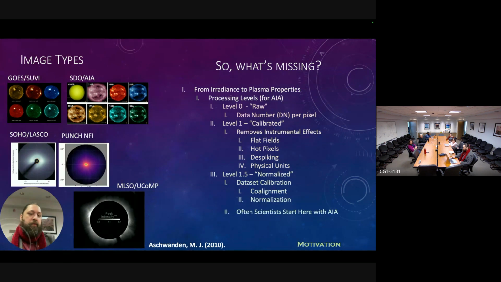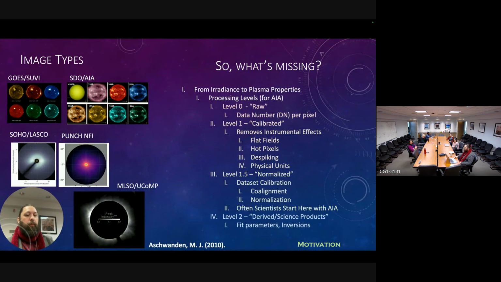Level 1.5, again, just in terms of the atmospheric imaging assembly, really is about data set calibration, co-aligning them, making sure it's not rotated slightly, making sure every pixel is in a consistent location in physical units rather than just some sort of a spacecraft that's kind of tilting around and trying to station keep and such. So the level 1.5 data is really where most people, I think, who aren't instrument people are going to be starting with AIA and with science data in general. That's kind of where scientists start.